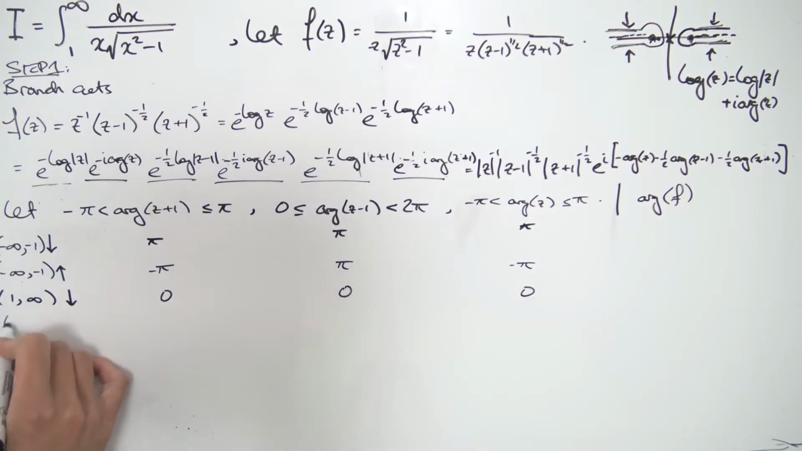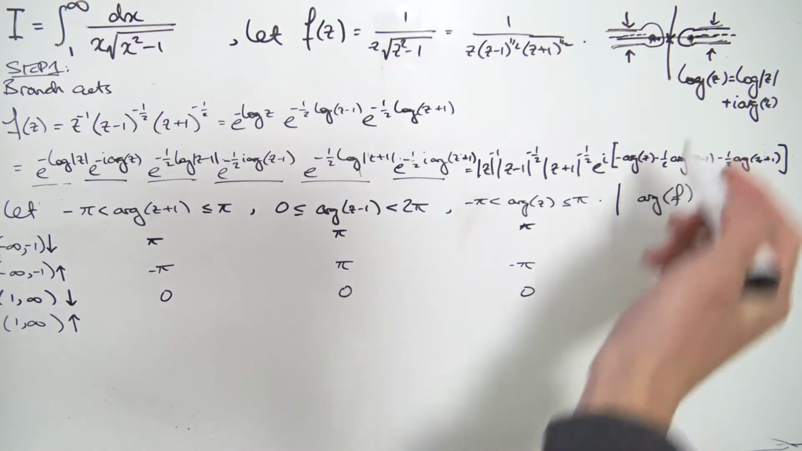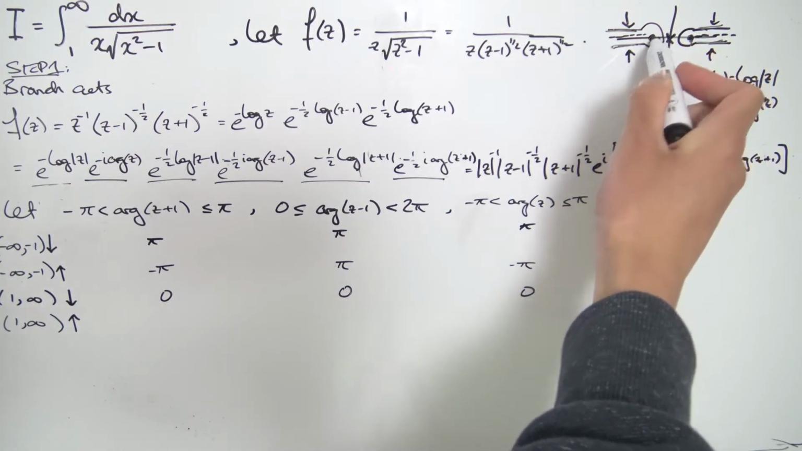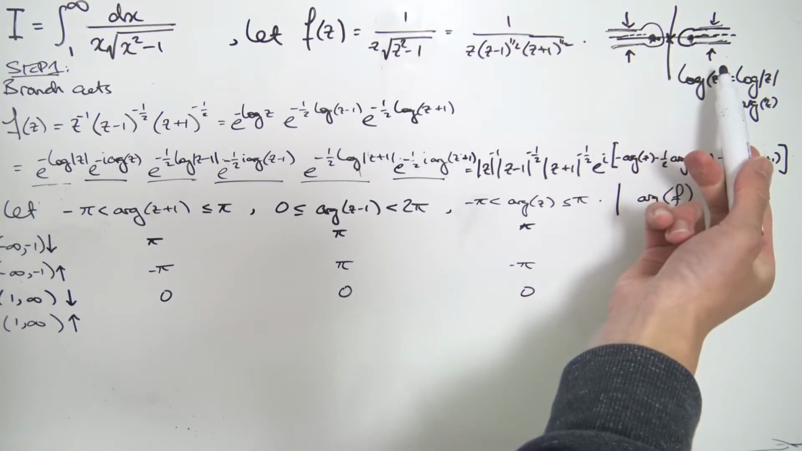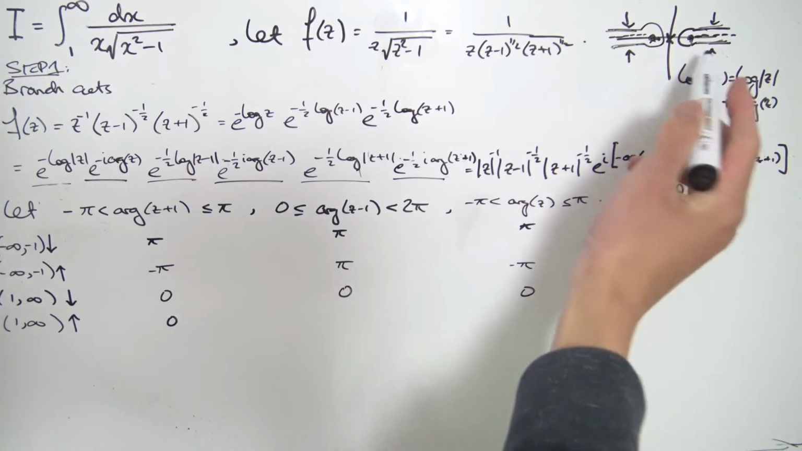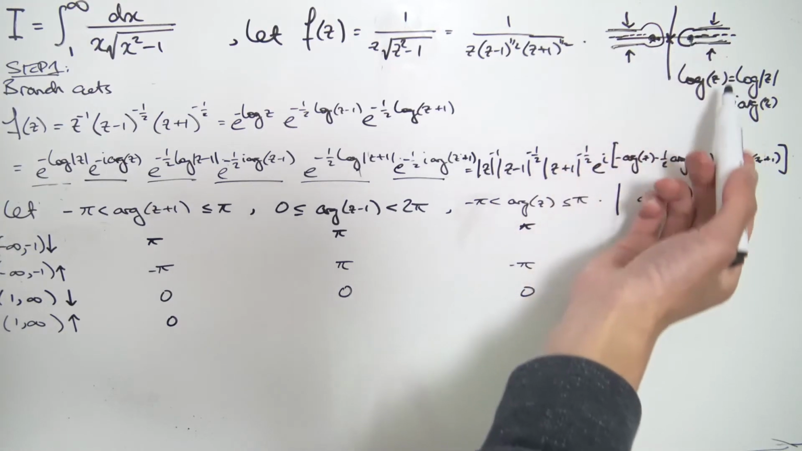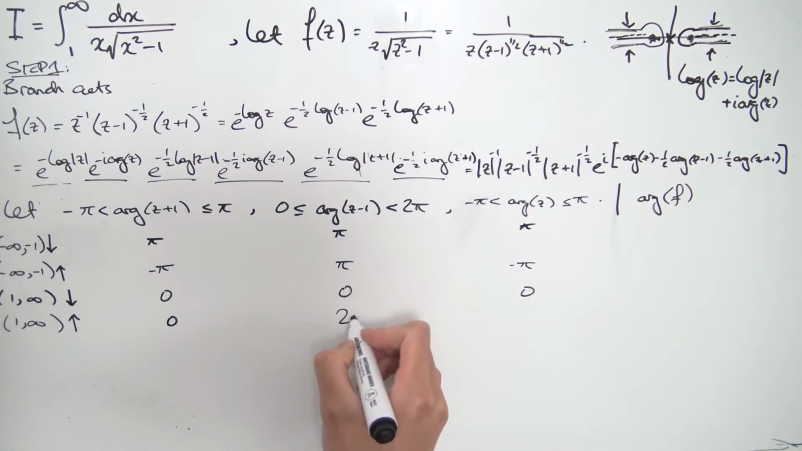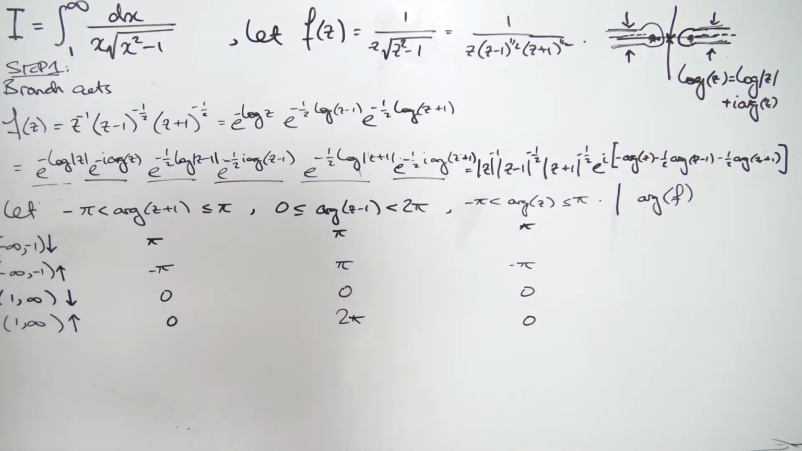Okay, so from 1 to infinity, but now we approach from below. Centering ourselves here again, if we approach from below, that's going to look like it's approaching 0 again. If we center ourselves here and approach from below, we are going to approach 2 pi. And then arg of z should just approach 0.